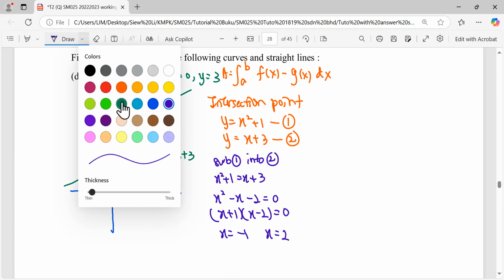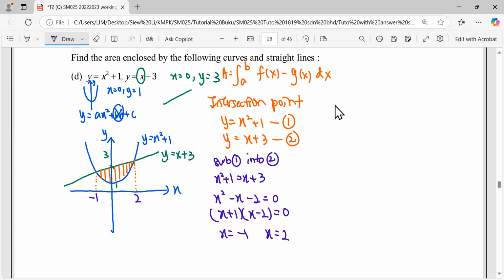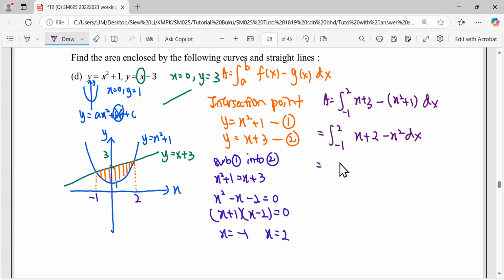Now we proceed to find the area. The area is the integral from lower limit negative 1 to upper limit 2. The function above is the linear function minus the function below the region, which is your quadratic function. So minus, in brackets, x squared plus 1. Don't forget to put the brackets, otherwise the negative will only apply to x squared but not to 1. We can simplify first: as you can see, 3 minus 1, we get 2. Then now we can start to integrate.